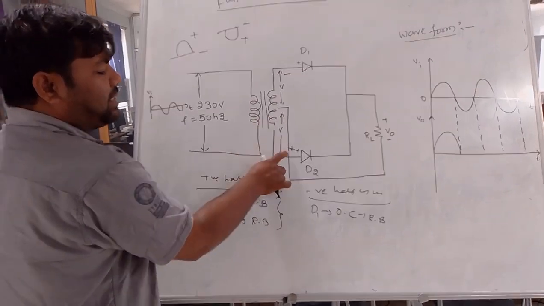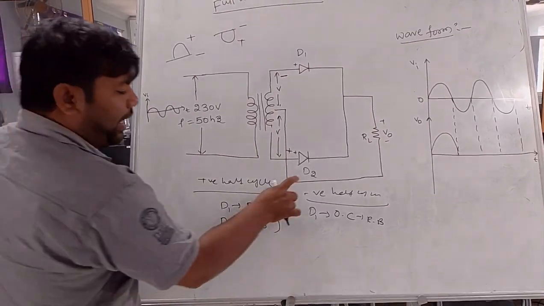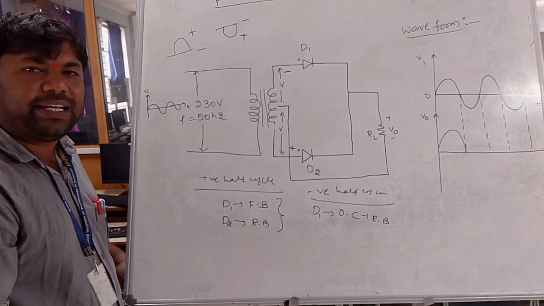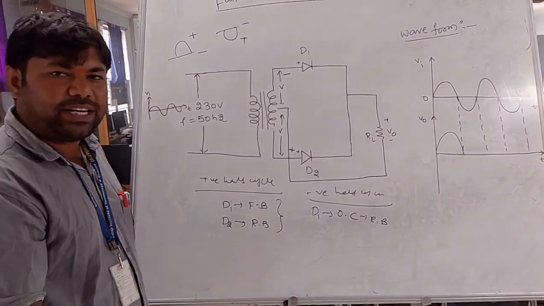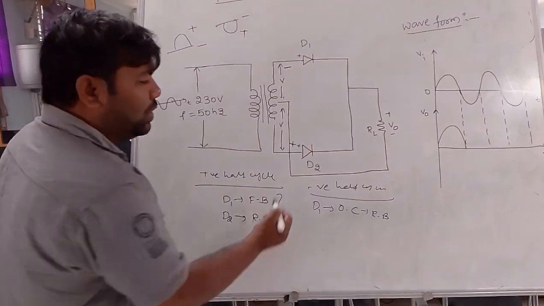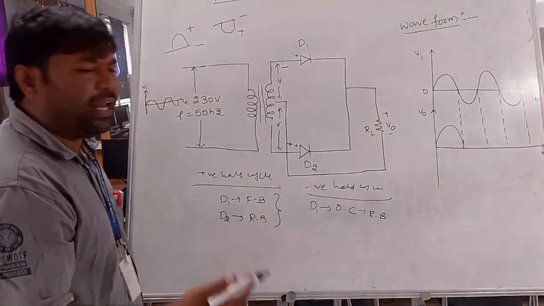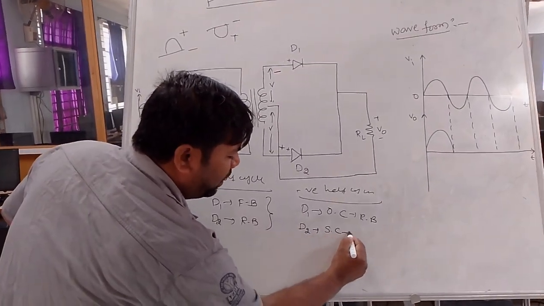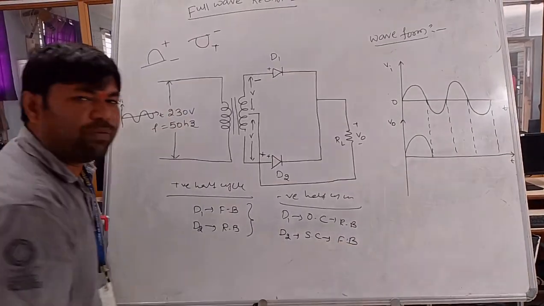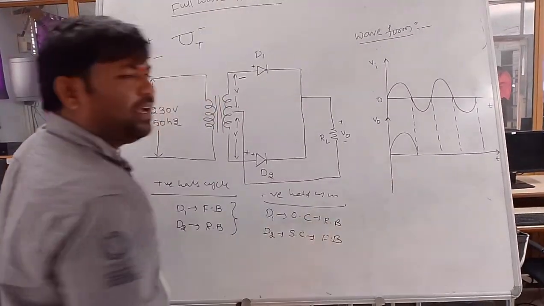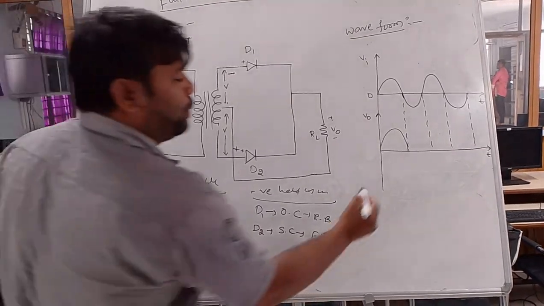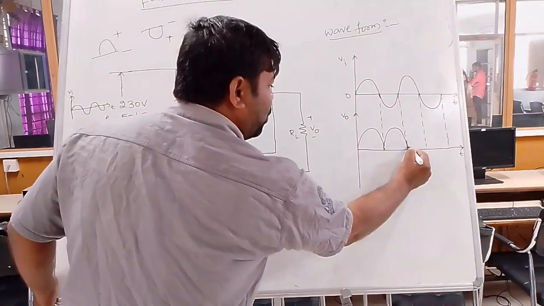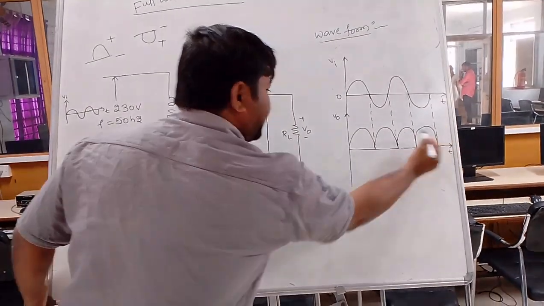The second polarity of the secondary of the transformer is positive. Diode D2 polarity is positive. The same polarity means this diode will act as a forward bias condition. Forward bias condition means the diode will be a short circuit. So through resistor RL we are getting the output. That means D2 is a short circuit and D2 is in forward bias condition. Through the negative half of the cycle also we are getting the output. So like this, during the positive half of the cycle we are getting the output, and during the negative half of the cycle also we are getting the output.